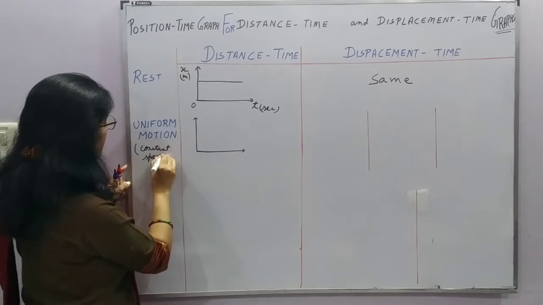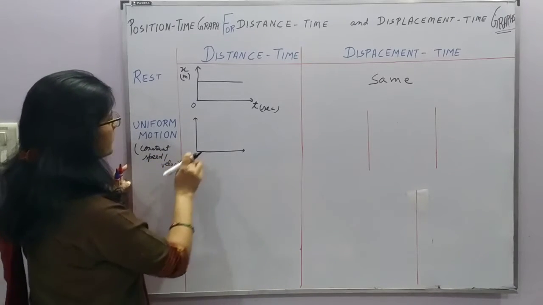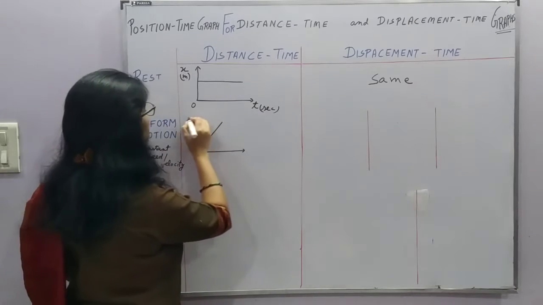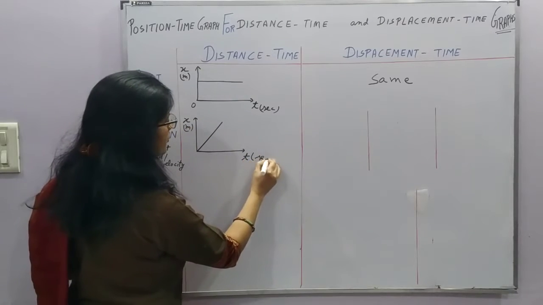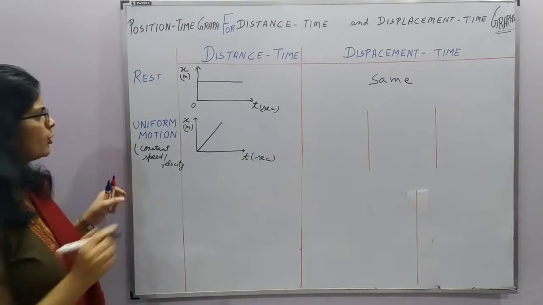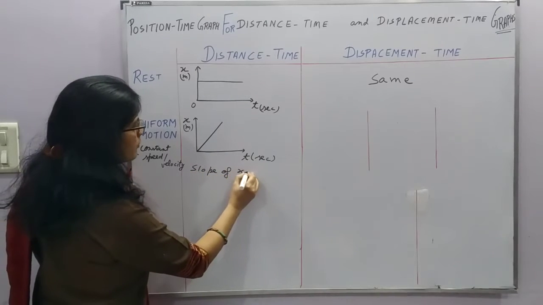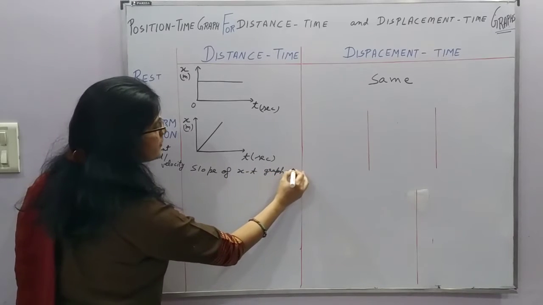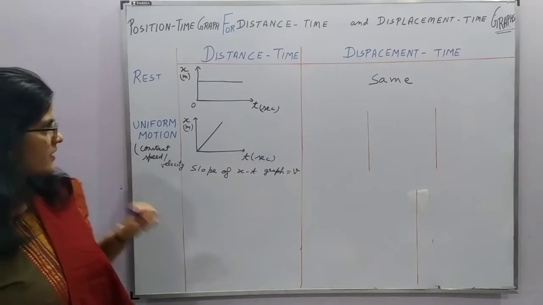speed or velocity, right? So you can say that here in this case the graph will be of this shape. Why so? We know that the slope of position time graph gives the speed or velocity. So this will be the case.